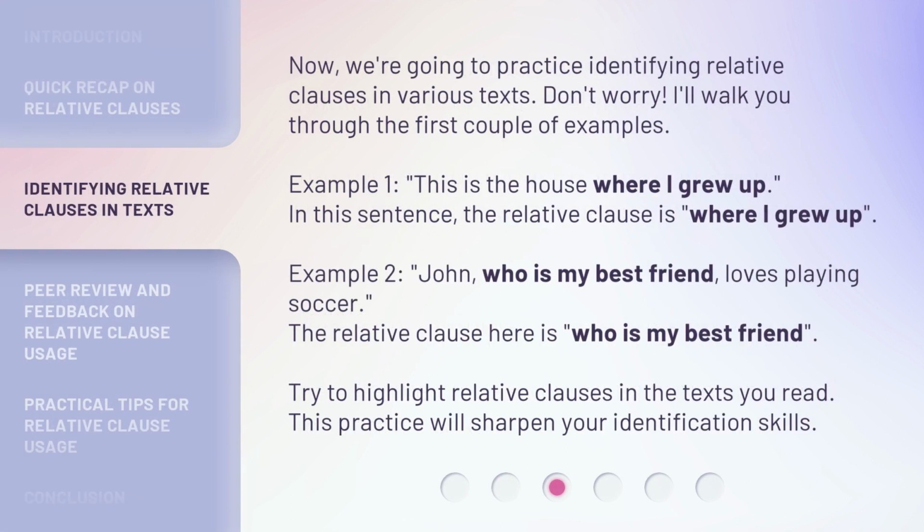Now, we're going to practice identifying relative clauses in various texts. Don't worry, I'll walk you through the first couple of examples. Example 1. This is the house where I grew up. In this sentence, the relative clause is where I grew up. Example 2. John, who is my best friend, loves playing soccer. The relative clause here is who is my best friend. Try to highlight relative clauses in the texts you read. This practice will sharpen your identification skills.